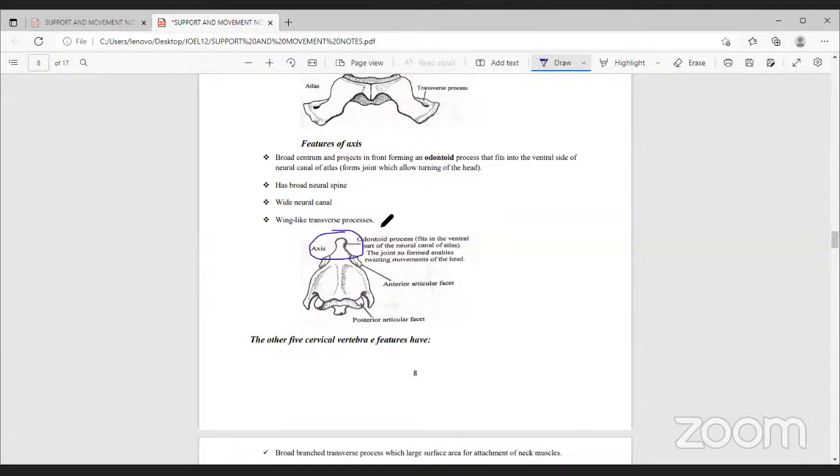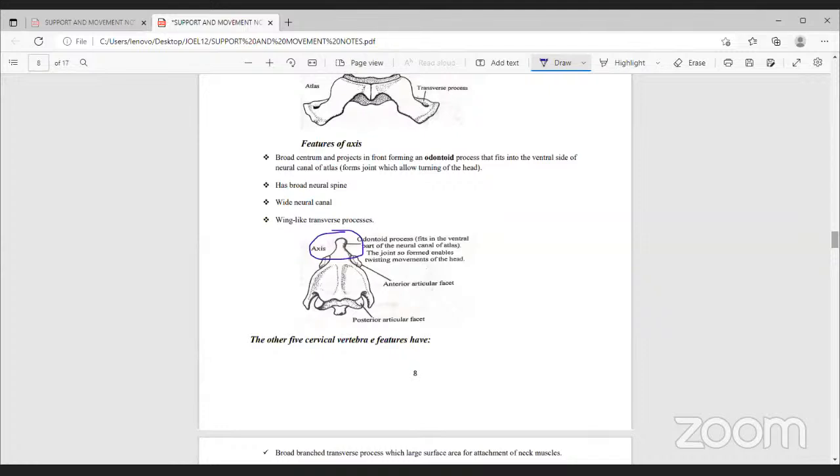Large wing-like transverse processes. The transverse processes, we say that the functions do not change. So as long as it is a transverse process, the function is the same. Large wing-like transverse processes, if you want to complete the line, just say that is supposed to provide surface for muscle attachment.